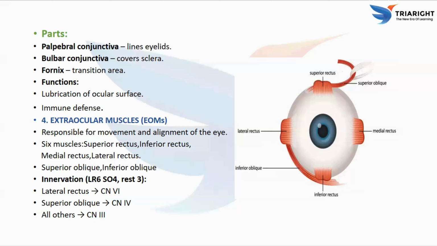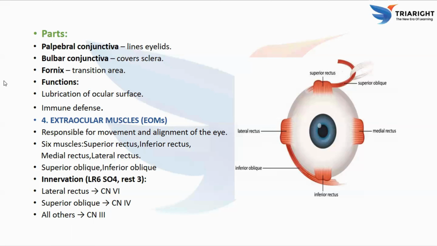So what are the functions of the conjunctiva? Lubrication and immune defense. So what does lubrication do? It secretes mucus and also tears to maintain a smooth, moist ocular surface. It also protects the cornea from drying out. Whereas in immune defense, it contains lymphoid tissue, which provides immune cells. It protects the eye from infections, dust, and also allergens. So this is about the conjunctiva.